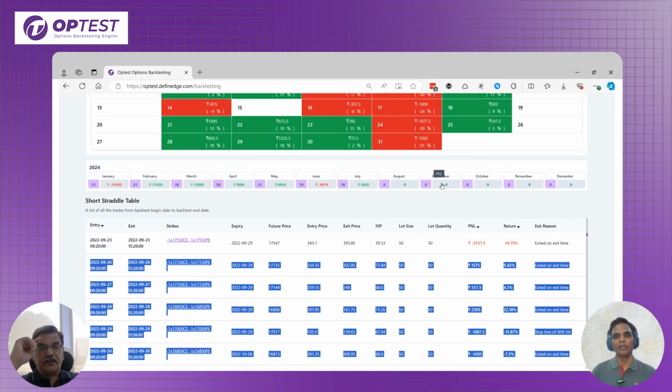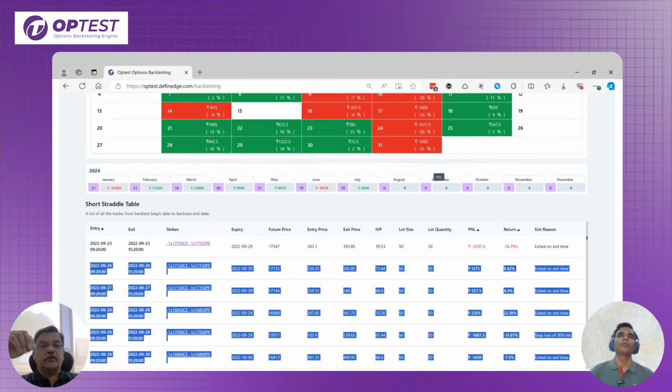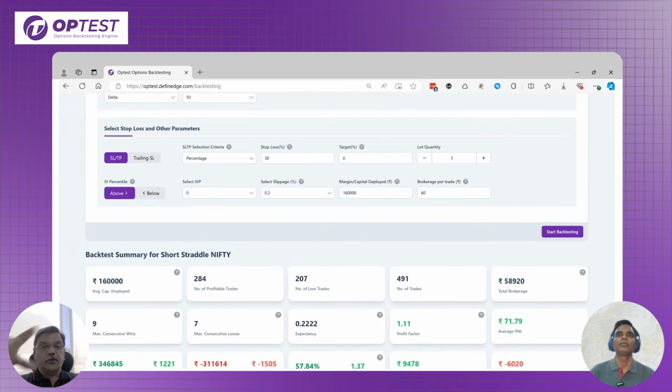One very small disclaimer. This was a strategy which was just shown as a demonstration. We are not saying that you should do this strategy or not. It is just to show what Optest is capable of doing. You can select whichever strategy you want and backtest it. Go through different parameters. Don't just stick to this parameter. These are like default parameters. Now, some other parameters might work better.